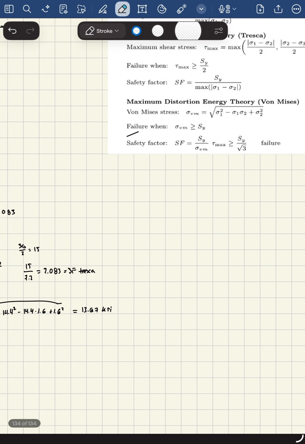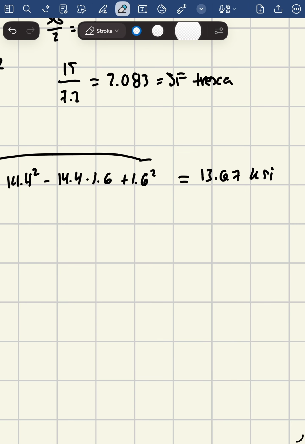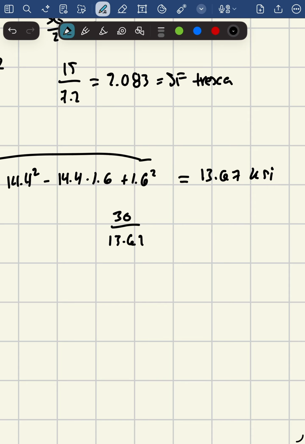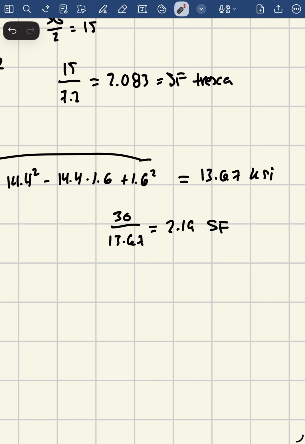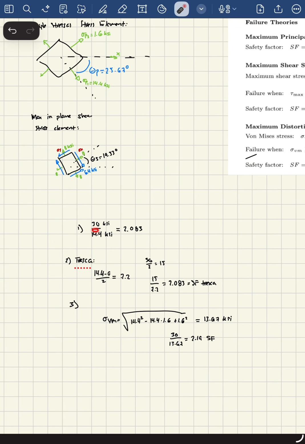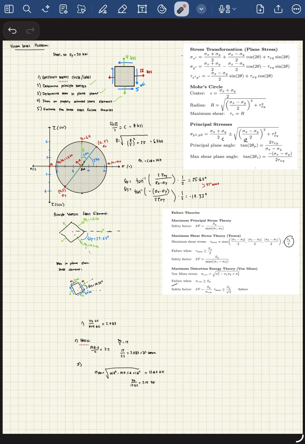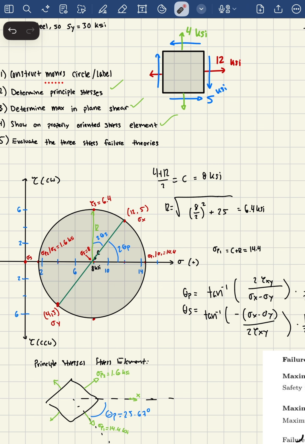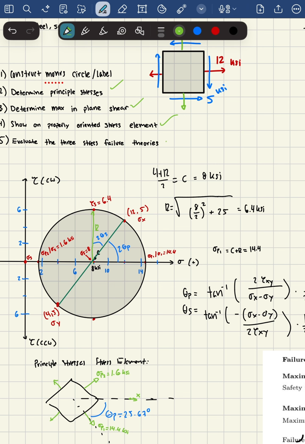Now you're going to compare this to the yield strength. So 30 divided by 13.67 equals 2.19 as its safety factor. So those are your 3 safety factors. This one for Tresca and this one from the principal stress, they're the same. And then finally, the von Mises. Those are your 3 types of failure theories and how you can figure out the safety factor for each of them. Through that, we have now solved the final part to this question.